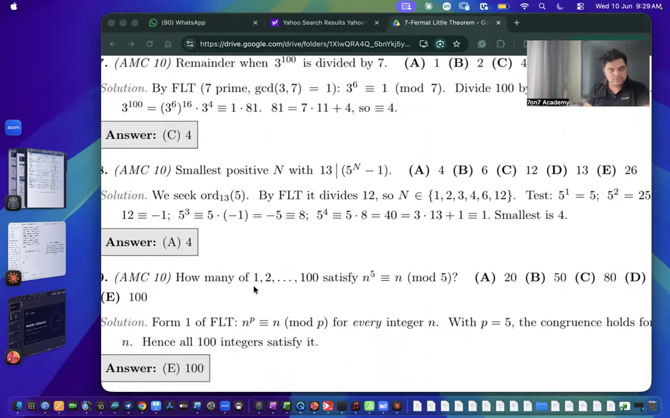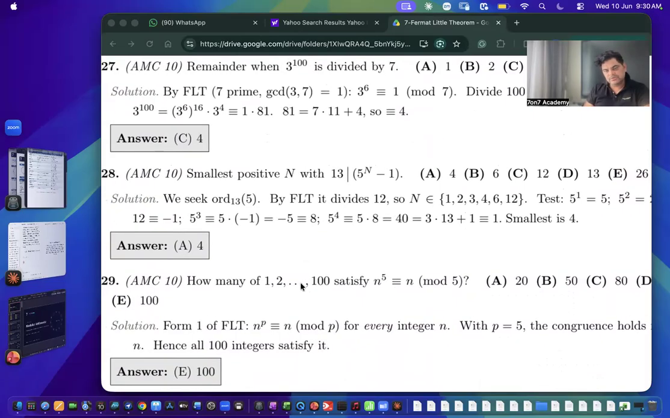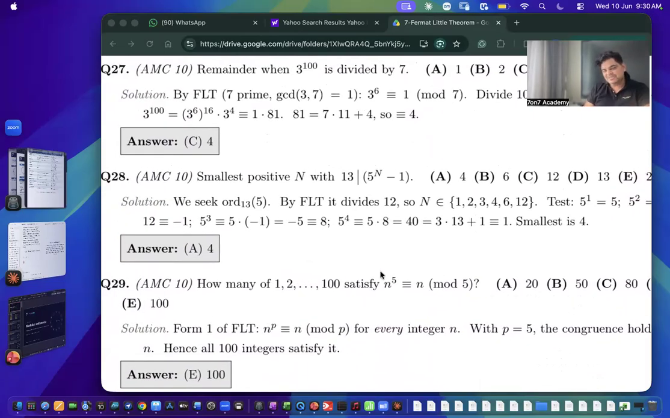How many from 1 to 100 satisfy this? Now the remainder needs to be 0, so between 1 and 100, how many zeros like that can you get? So all n you can put, because that works for every n, not necessarily prime.